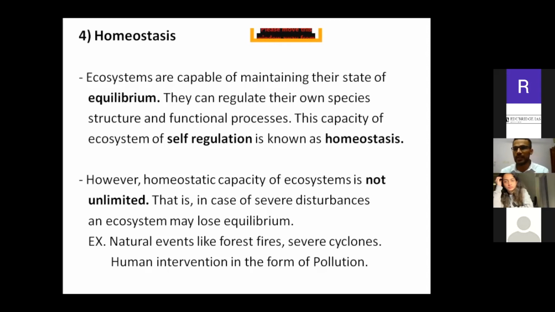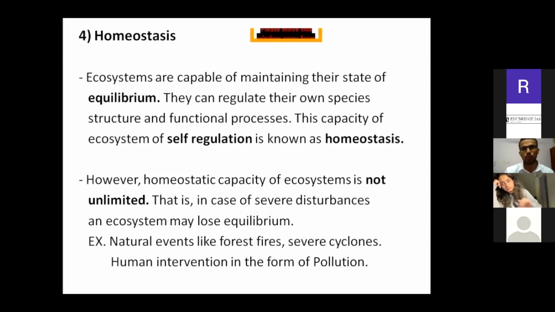Even human beings can disturb the natural balance of the ecosystem through various activities like exploitation of resources in excessive amounts. If we are using plant species and carrying out deforestation, then again it is not sustainable. The ecosystem will not be able to withstand that particular pressure.